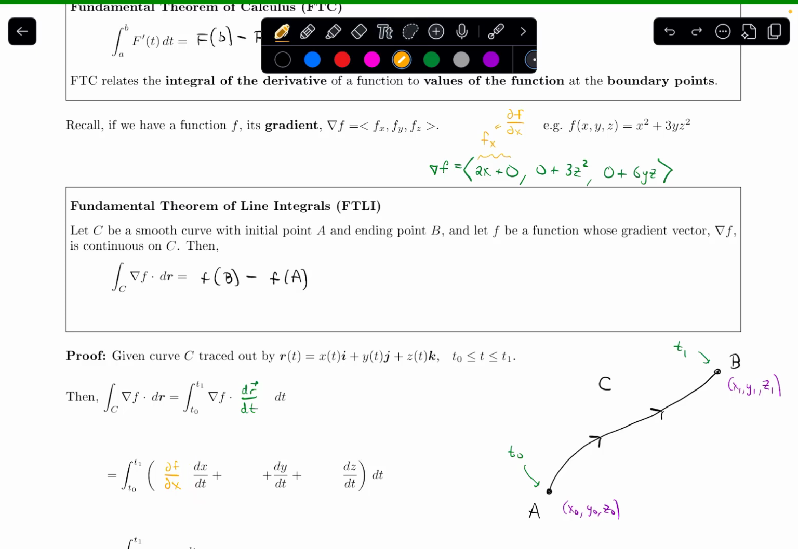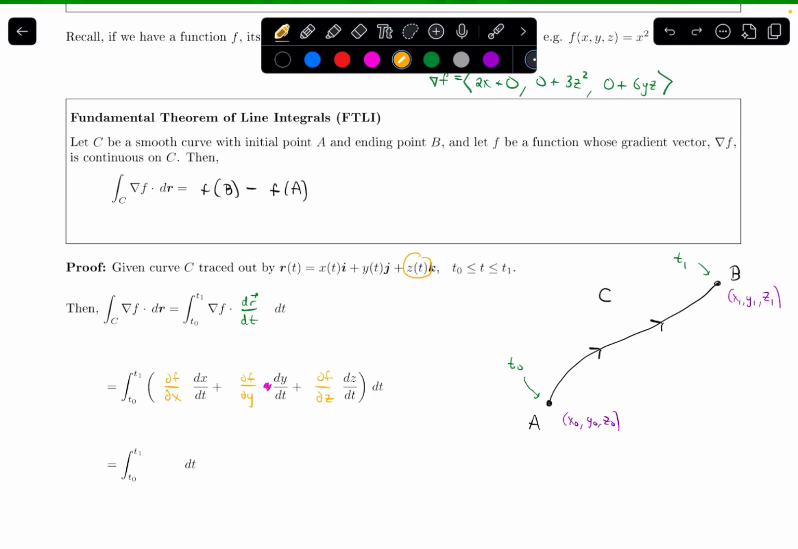Plus, now I multiply the y components together, so I'll get the partial of f with respect to y from the gradient. And then, there's a typo here. Instead of a plus, this should be a multiplication. So times that y component of the derivative, dy/dt. And now I do the z components. So the partial of f with respect to z times the derivative of this, dz/dt.